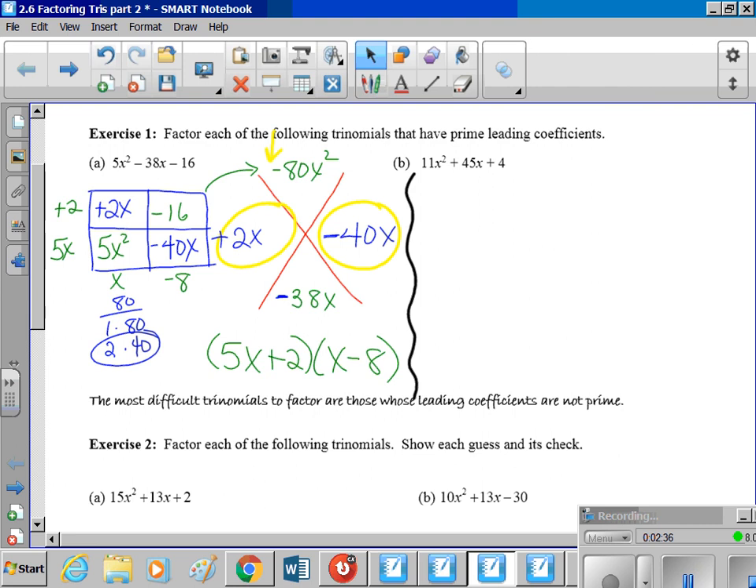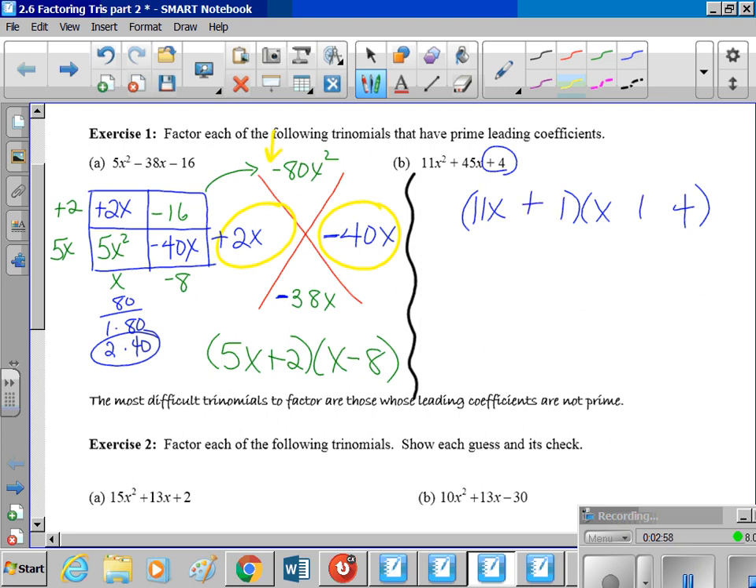All right, second one. Actually, this one you don't even necessarily need to do the box method because this is easy enough to guess and check because we have 11x and x. And right away I see that my constant is a positive 4. So I know that 11 times 4 is going to give me my 44, and the extra 1 is going to give me the 45 with plus signs between it. Now, doesn't mean you can't go all through the process and use the box, but that one was pretty easy to see. And once you get really good at factoring, it'll be easy for you to see as well. So let's move on to the more difficult ones.